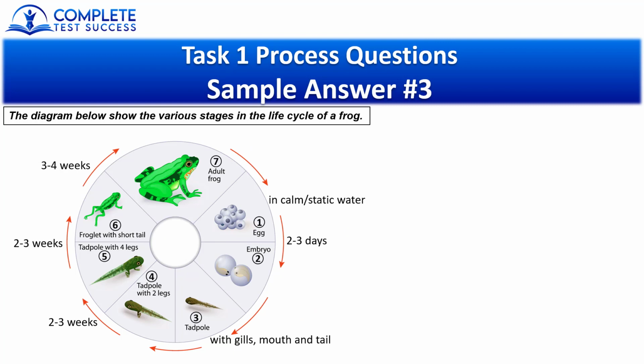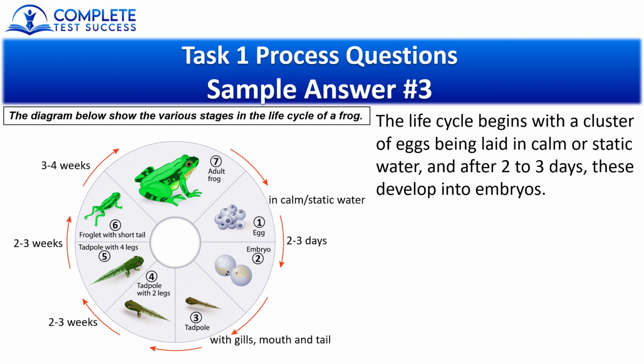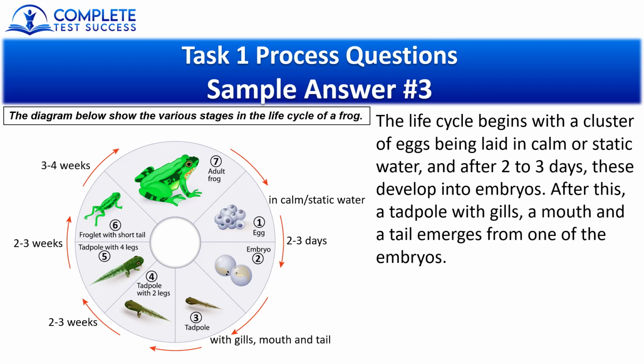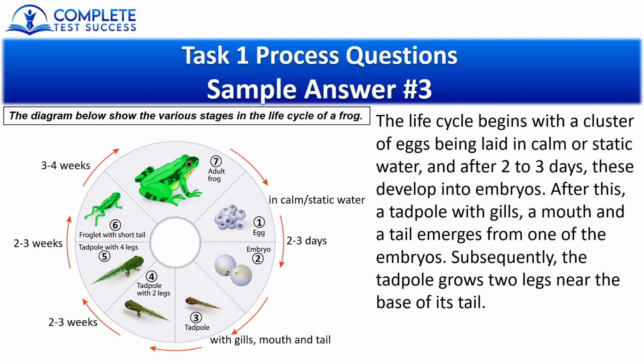So the first details paragraph says, the life cycle begins with a cluster of eggs being laid in calm or static water, and after 2 to 3 days, these develop into embryos. After this, a tadpole with gills, a mouth, and a tail emerges from one of the embryos. Subsequently, the tadpole grows 2 legs near the base of its tail.